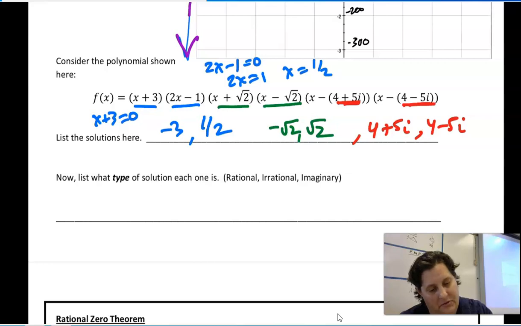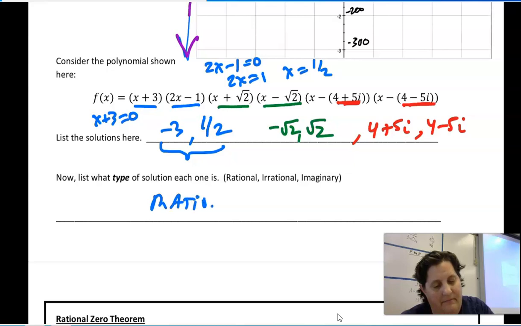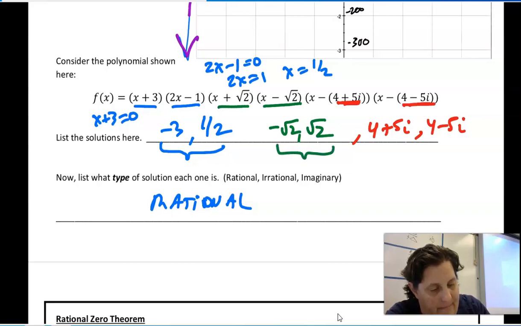Okay, you guys, so here's where this is kind of fun. These first ones, these two, these are rational. Rational is a number that can be made into a fraction. It's also a number that I could put on the graph. I can actually graph it pretty easily. Okay, the next type I have are irrational.